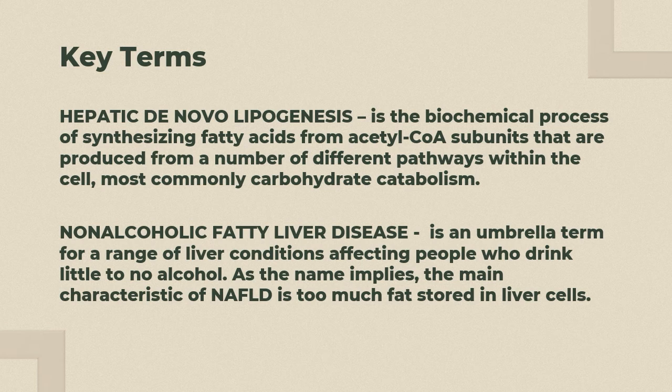First, hepatic de novo lipogenesis. This is the biochemical process of synthesizing fatty acid from acetyl-CoA subunits that are produced from a number of different pathways within the cell, most commonly carbohydrate catabolism. Next, non-alcoholic fatty liver disease. It is an umbrella term for a range of liver conditions affecting people who drink little to no alcohol. As the name implies, the main characteristic of non-alcoholic fatty liver disease is too much fat stored in liver cells.